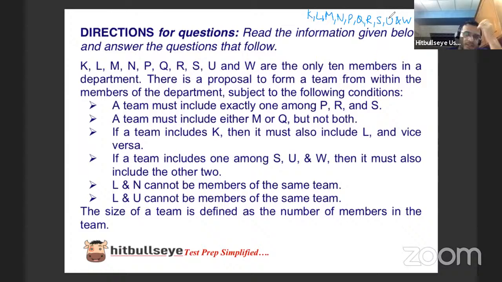Proposal to form a team from within the members subject to the following conditions. So let's write down the conditions. First, we must have exactly one amongst P, R, S. One of these three must be there. Again, we must have either M or Q. If a team includes K, then it must also include L and vice versa. If K is there, then L will also be there.